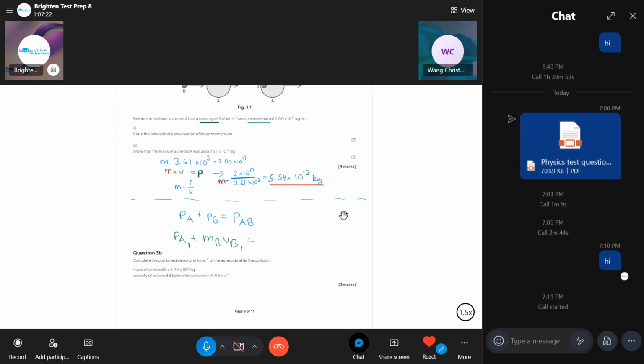Okay, and then what is PAB, the combined momentum? It's the mass of A plus mass of B times the velocity after. Exactly. So the velocity V_AB, so to speak. Of course, there's only one, so we don't necessarily need the two. So that's why, with the colors, it's always very helpful as well.